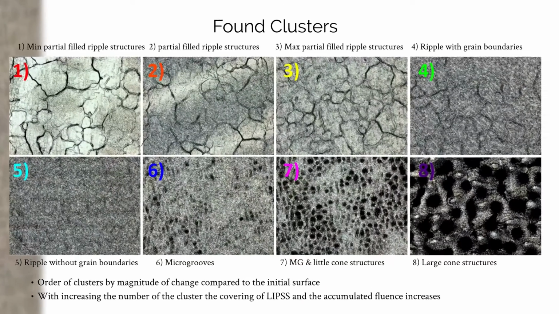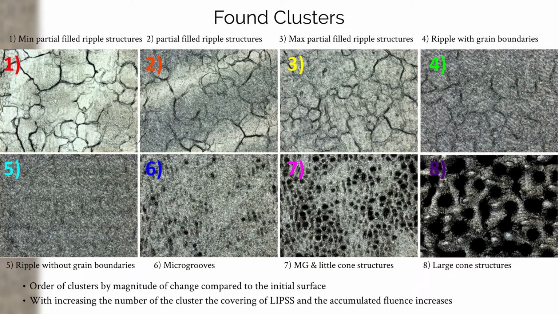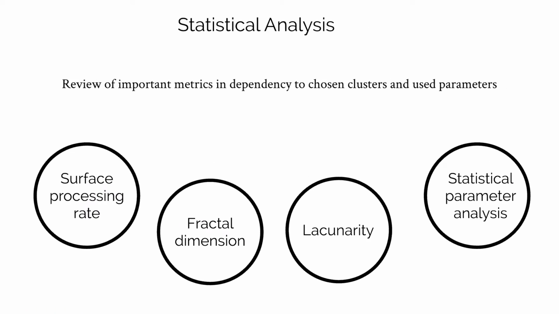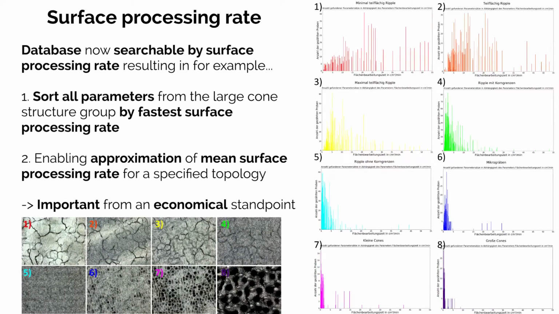By specifying the number of clusters to 8, a satisfying result could be obtained, and the clusters are ordered by the magnitude of change compared to the initial surface. These clusters can be statistically analyzed by different metrics. The database is, for example, now searchable by the surface processing rate. One example is to sort all parameters from one group by the fastest surface processing rate, or enabling approximation of the mean surface processing rate for a specified topology, which can be important from an economical standpoint.